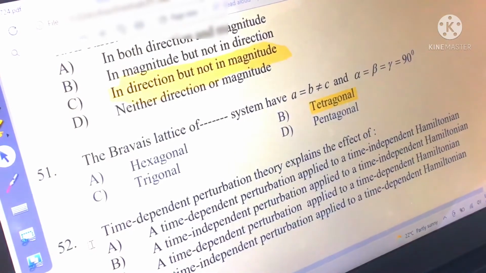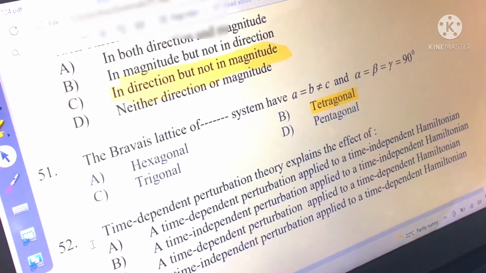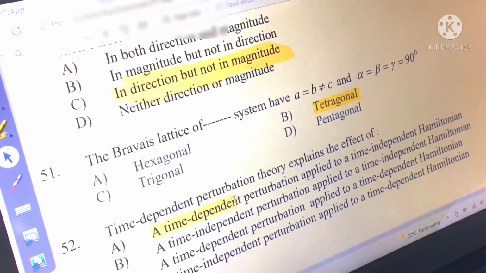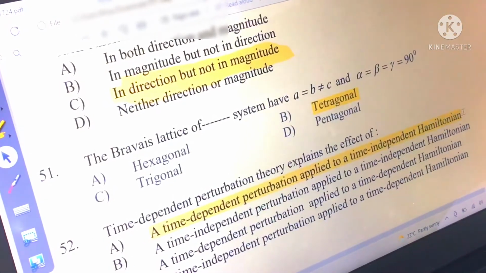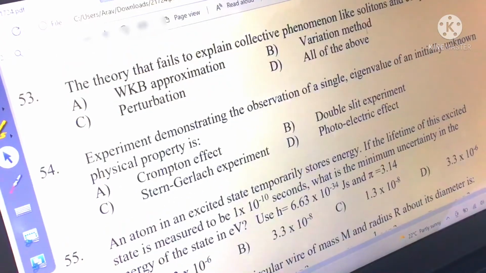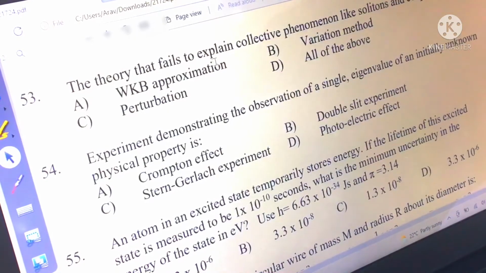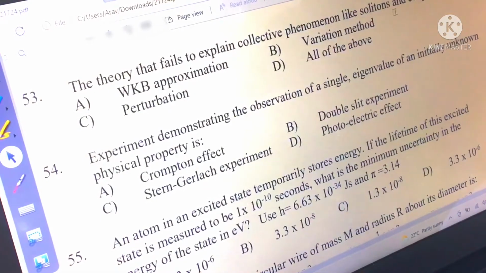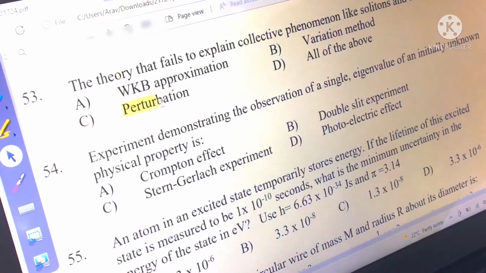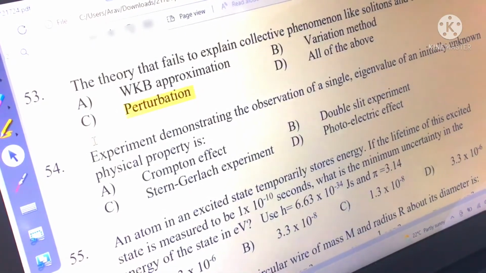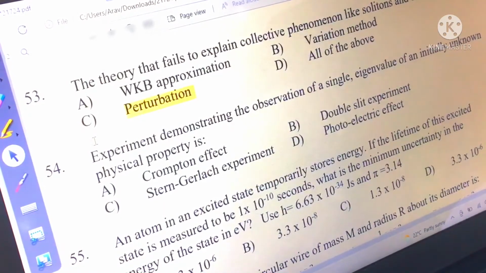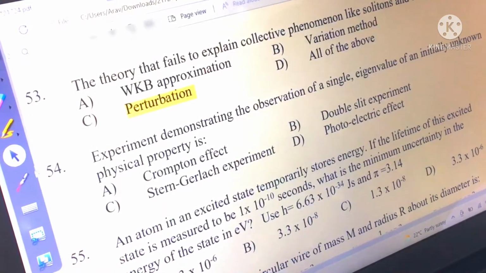Next, 52. Time dependent perturbation theory explains the effect of option A, a time dependent perturbation applied to a time independent Hamiltonian. Next question is 53. The theory that fails to explain collective phenomena like solitons and Cooper pairs is option C, perturbation. Next question 54. The experiment demonstrating the observation of a single eigenvalue of an initially unknown physical property is the Stern-Gerlach experiment.